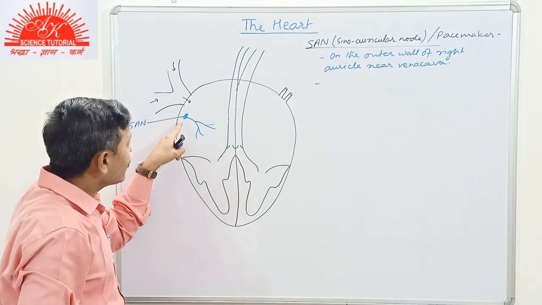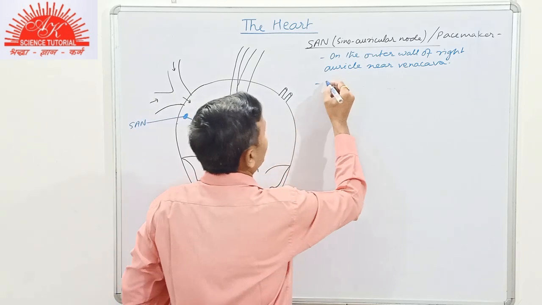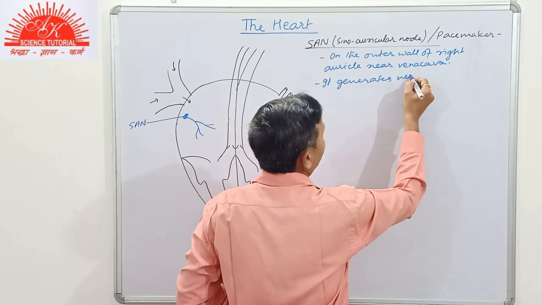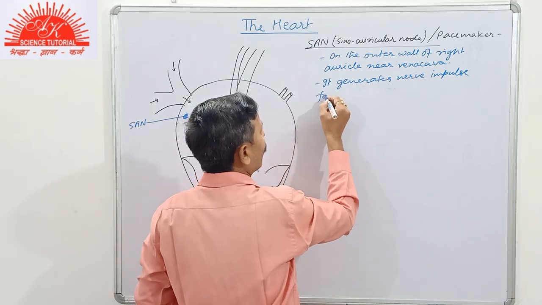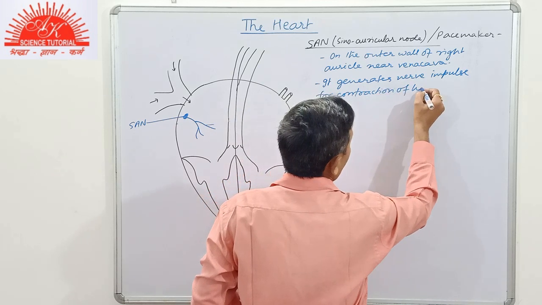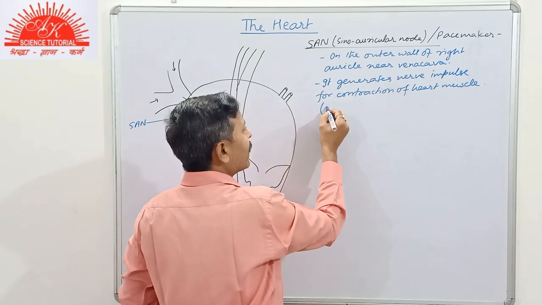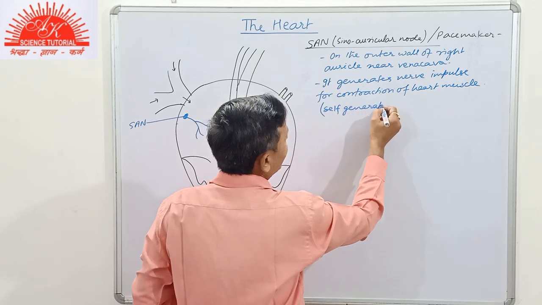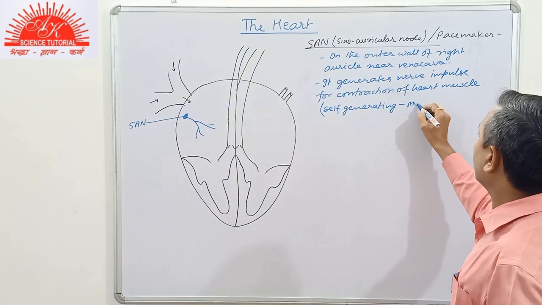Now we say that it generates nerve impulse for the contraction of the muscles of the heart. So it generates nerve impulse for contraction of heart muscles. Now it is self-generating, that is it generates its own nerve impulse, that is called myocardium.